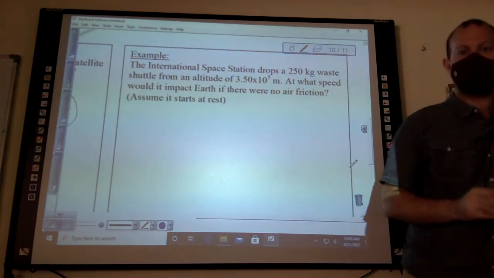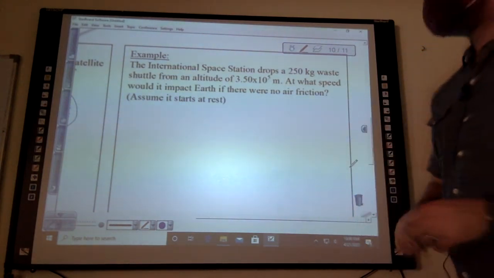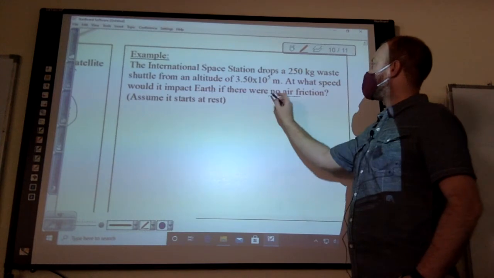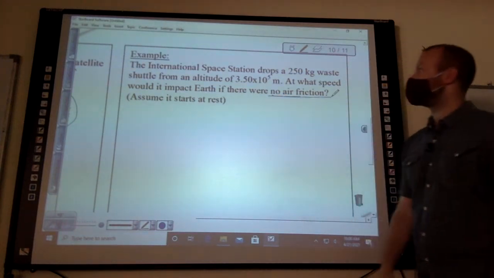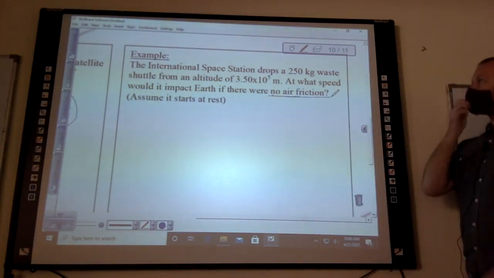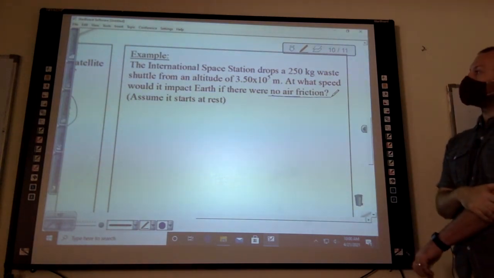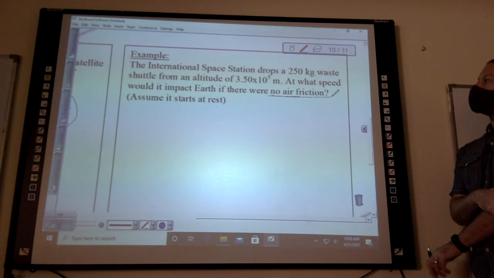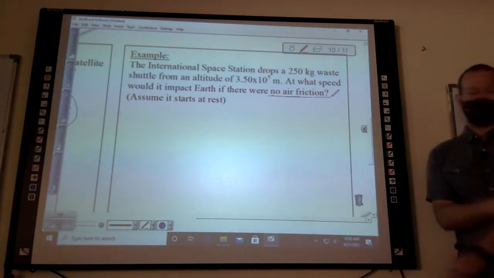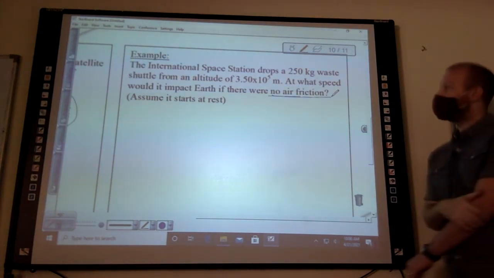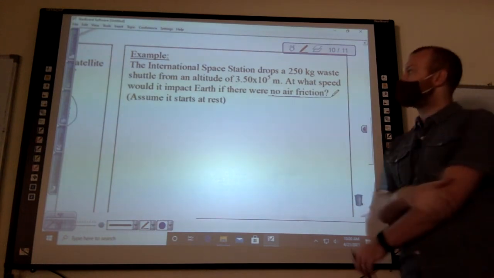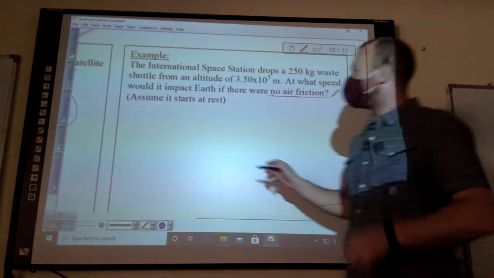Ooh, this is like the question that we just talked about. Although this one says ignore air friction. So that means we're not going to deal with heat loss. So let's suppose the International Space Station drops a waste shuttle from this specific altitude. We want to know at what speed it would hit the Earth if there's no air friction, which obviously is not true, but let's just assume it. So what's going on here?